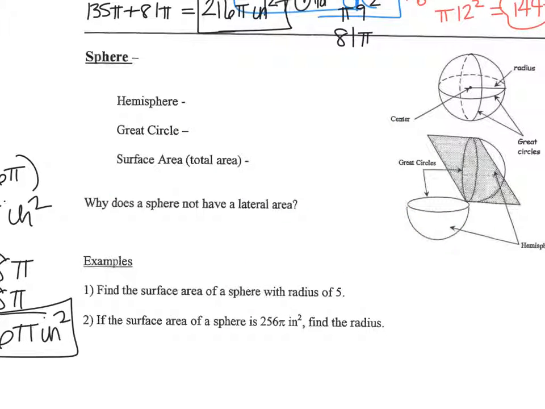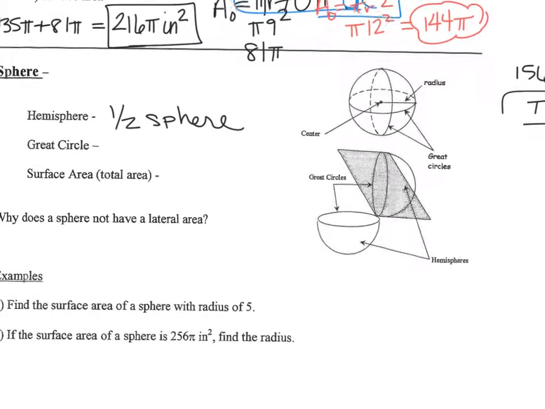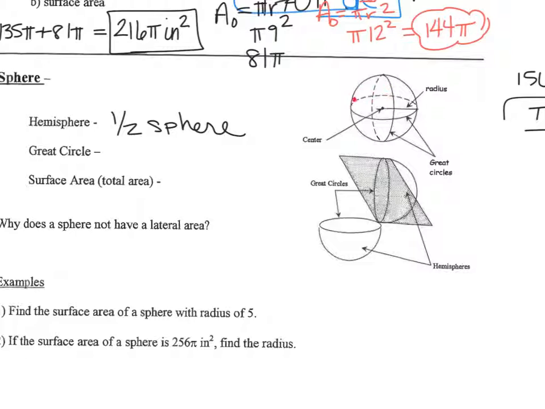The last thing we need to talk about is a sphere. So a sphere would be a circle that's three-dimensional. It's like a basketball or a volleyball or a tennis ball. A hemisphere would be half of a sphere. The great circle, if you look at the picture to the right, the great circle would be this piece right here. So if you were to chop the sphere in half, either vertically or horizontally, it would be the diameter that would turn into the circle portion. So they have it here. If you were to slice it, this would be your great circle.